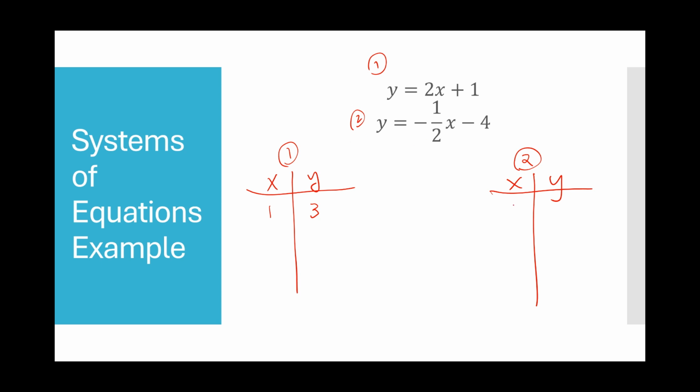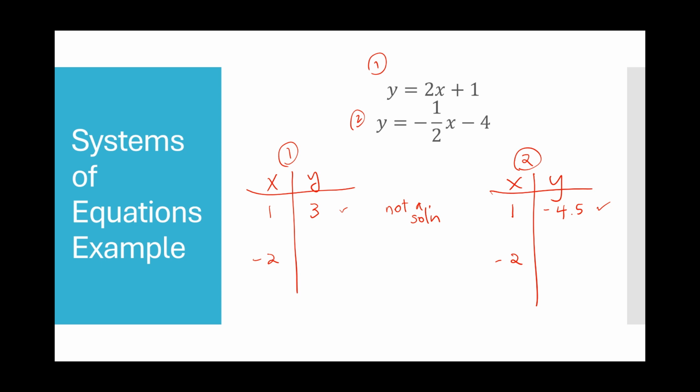So let's plug in 1. Negative 1/2 times 1 minus 4 is negative 4.5. So these are both points on their own equations, but they're not a solution of the system because it's not the same point when I plug in x. However, I know where this solution is, so I am going to just randomly pick negative 2 to plug in to both of these equations.